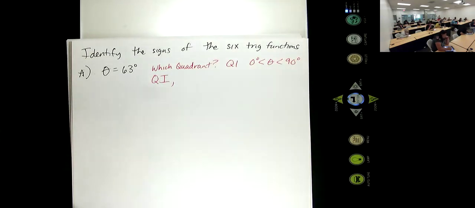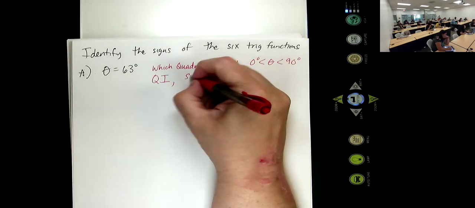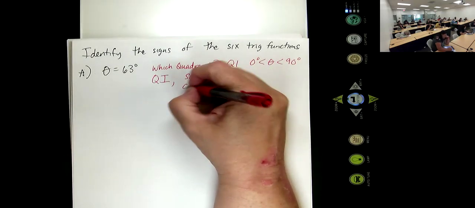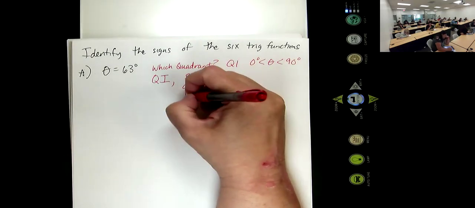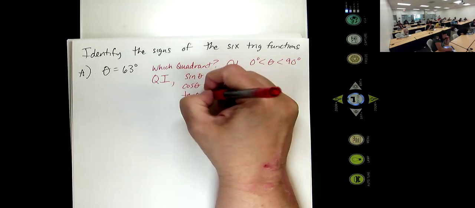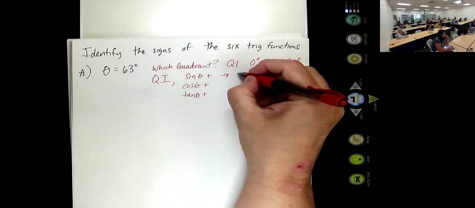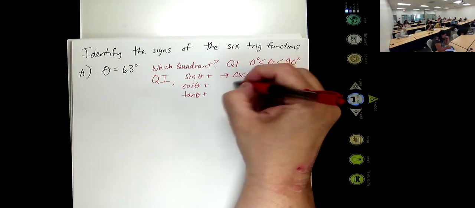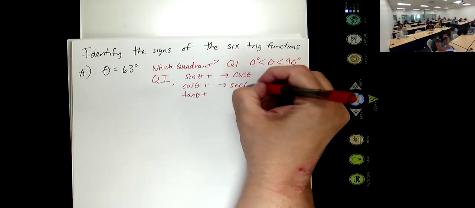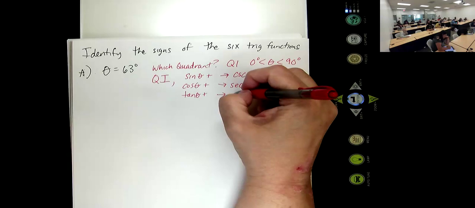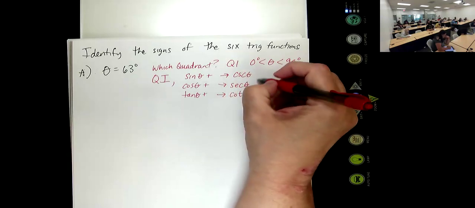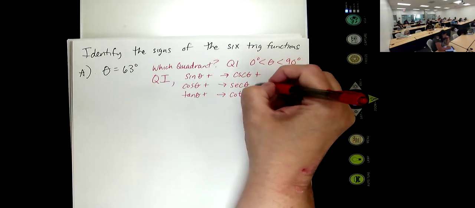In quadrant 1, we had sine positive, cosine positive, tangent positive, which means their counterparts all have the same signs as well. Everything is positive in the first quadrant.